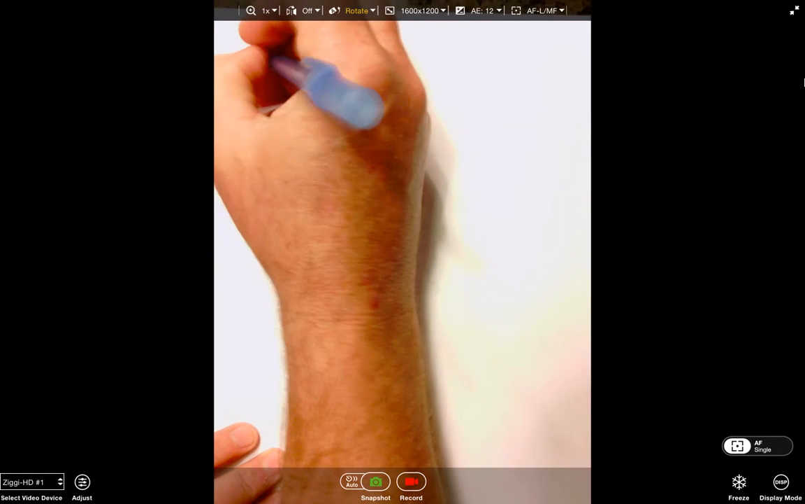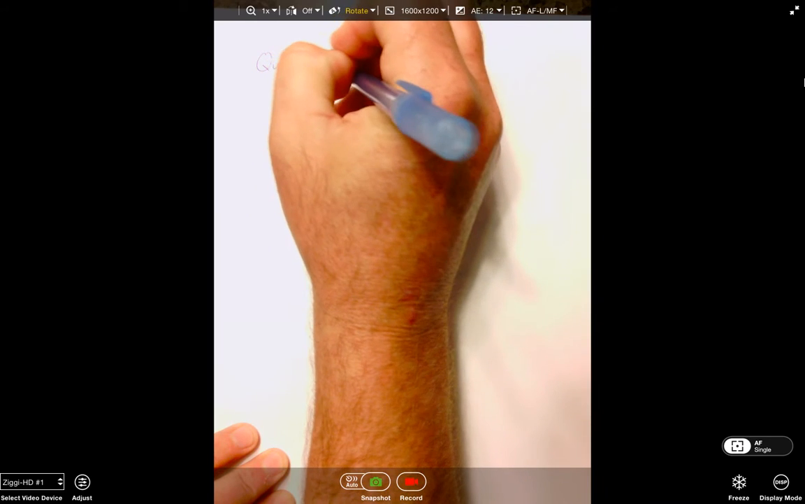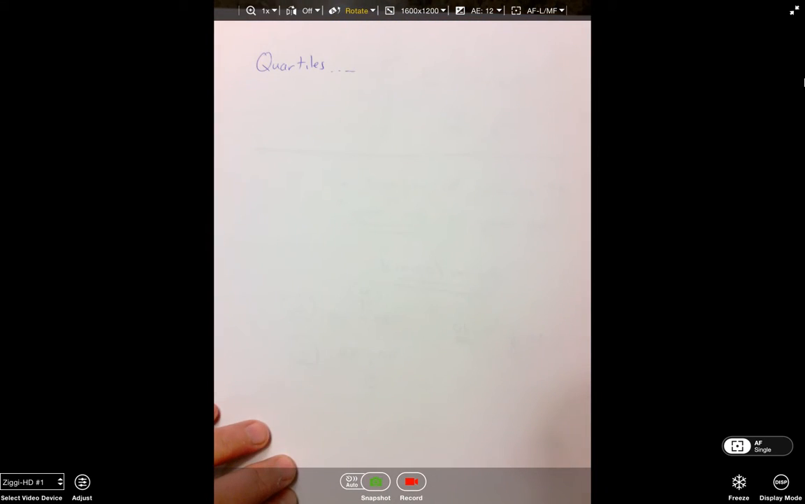Now, speaking of, we get into something called quartiles. And guys, just think about, what does the prefix of quartiles tell you?